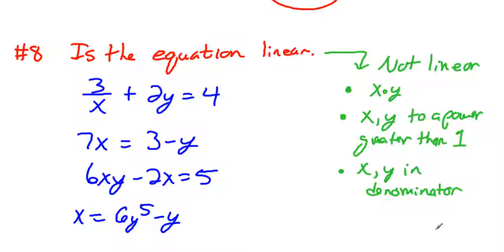Okay, so for the very first one you've got here, you've got 3 over x. As soon as you do 3 over x, you've got x in the denominator. So it's going to be a no. For the second equation, you've got 7x equals 3 minus y. Nothing's in the denominator. Everything's to the first power, and they're not multiplied together. So that one's good. Third one, you've got x times y right here. So that makes it a no. And then the last one, you've got y to the 5th power. So that'll make it a no.